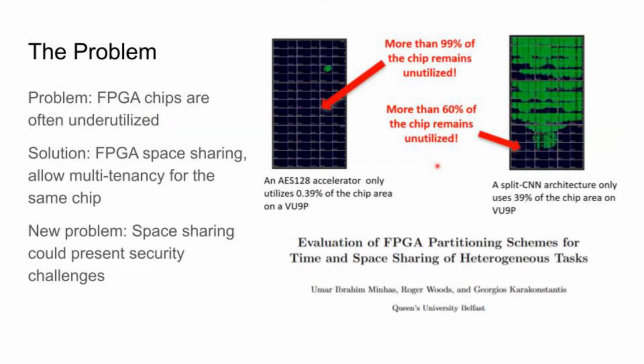The idea of using FPGA chips to improve performance and cost is still recent, so there are areas to improve. First, FPGA chips are often not utilized to their full potential when executing a single instance of an application. So how do we solve this? A common strategy is to have FPGA space shared by multiple instances to utilize wasted resources. However, space sharing the same chips could present security issues, and those issues would be the focus of this presentation.